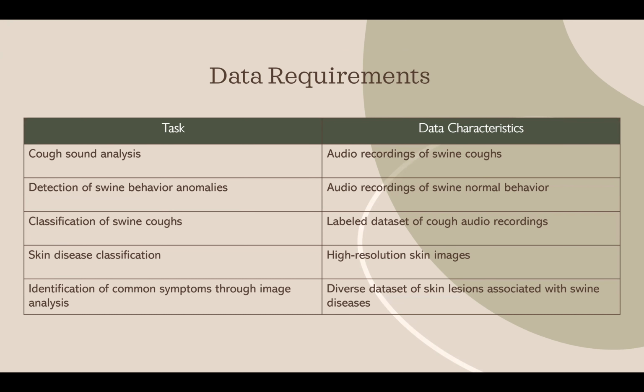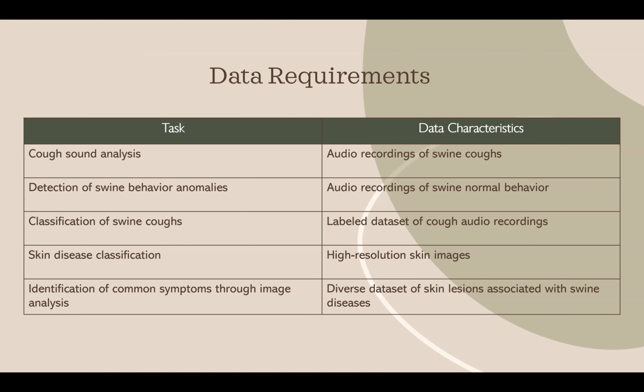So coming to the data requirements, this project has some tasks to be completed, and each task has specific requirements from the data. This table describes the task which has to be completed and the data characteristics it has to process. First, starting with cough sound analysis, we need audio recordings of swine coughs to detect swine behavior anomalies. We should have audio recordings of swine normal behavior, so that we can distinguish between normal behavior and anomalous behavior.